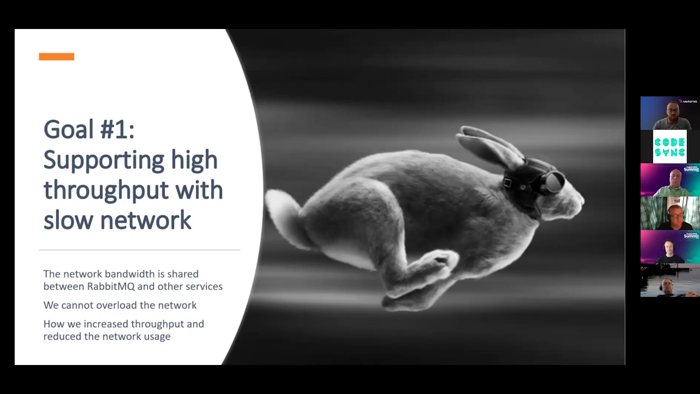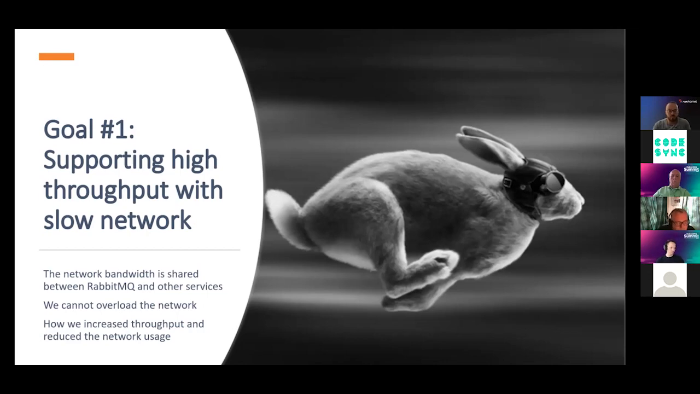So we want to send messages from one instance of RabbitMQ to a second instance of RabbitMQ. The common use case is using Shovel, right? A Shovel can consume messages from one instance of RabbitMQ and send them to the second one. But if you have a low bandwidth network, you might overload the network if you are producing too many messages. In our case, we couldn't overload the network of our customers because we are not the only users of the network.